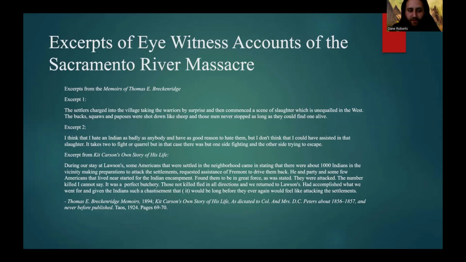our stay at Lawson's, some Americans that were settled in the neighborhood came in stating that there were about 1,000 Indians in the vicinity making preparations to attack the settlements. Requested assistance of Fremont to drive them back. He and party and some few Americans that lived near started for the Indian encampment. Found them in great force, as was stated. They were attacked. The number killed I cannot say.